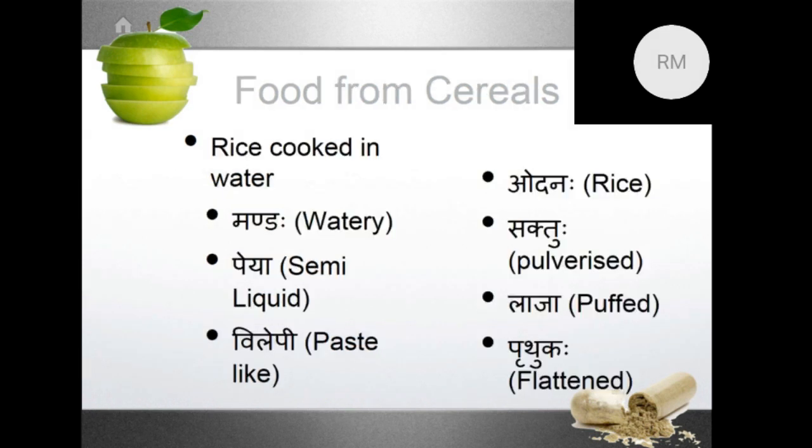There are many types of foods that are prepared from cereals, and all of them have different properties. We have, for example, rice cooked in water. You can cook this in a very watery form, which is called manda. We can cook in semi-liquid form. We can cook it in a paste-like form. We can also have rice with all the watery element strained off. Then we can have pulverized rice. We can have puffed rice, and then we can also have flattened rice. So rice can be cooked and processed in all these different ways, and each of them has different properties.